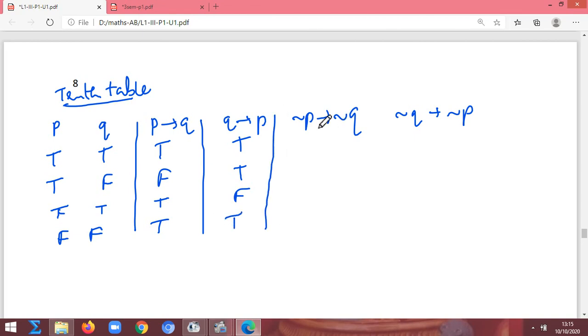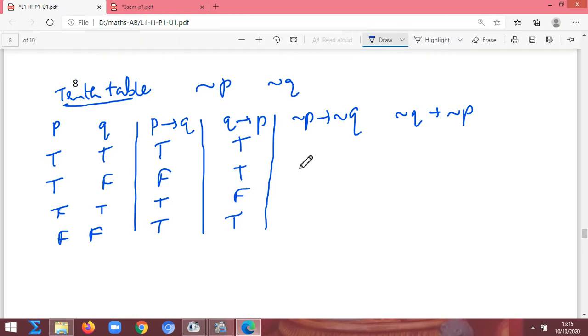Okay. So, if you want, you can have a negation of P and negation of Q table also, that is, if P is true, then negation of P is false. You can have negation of P and negation of Q table also, but I am skipping here.